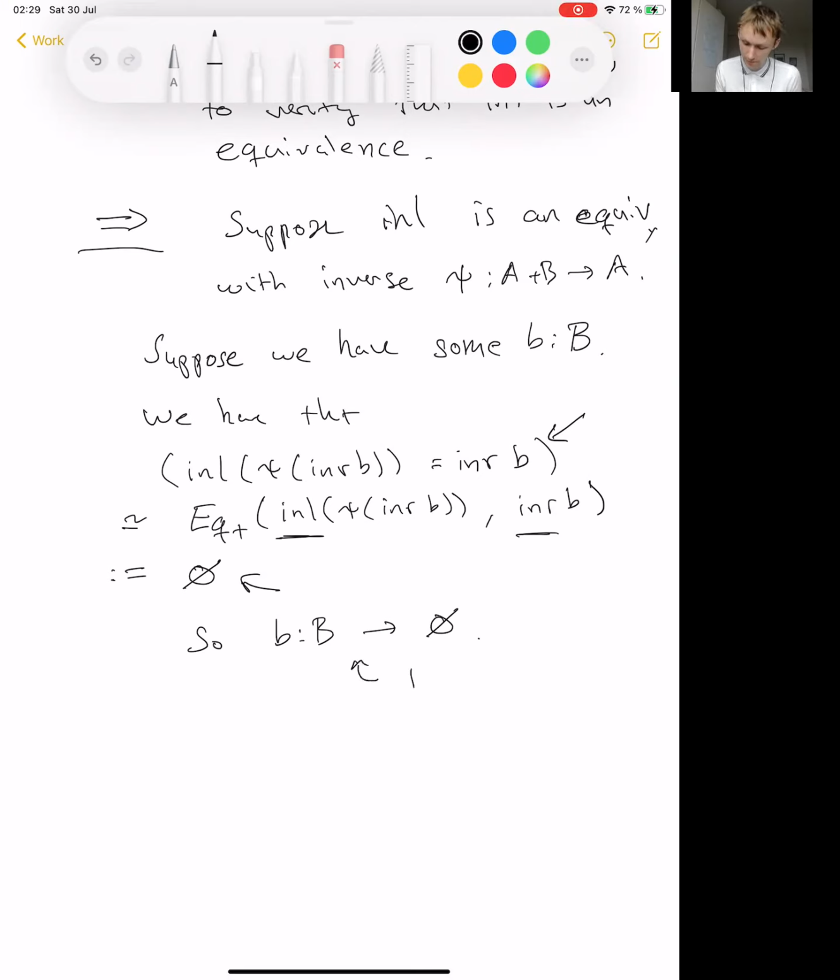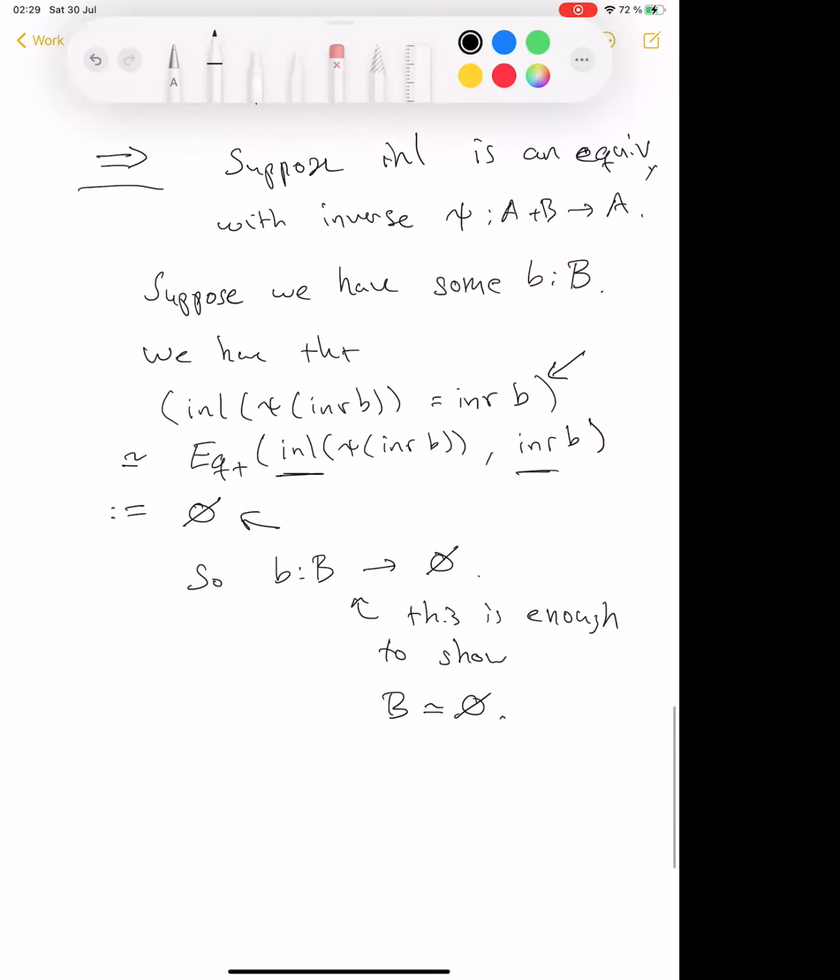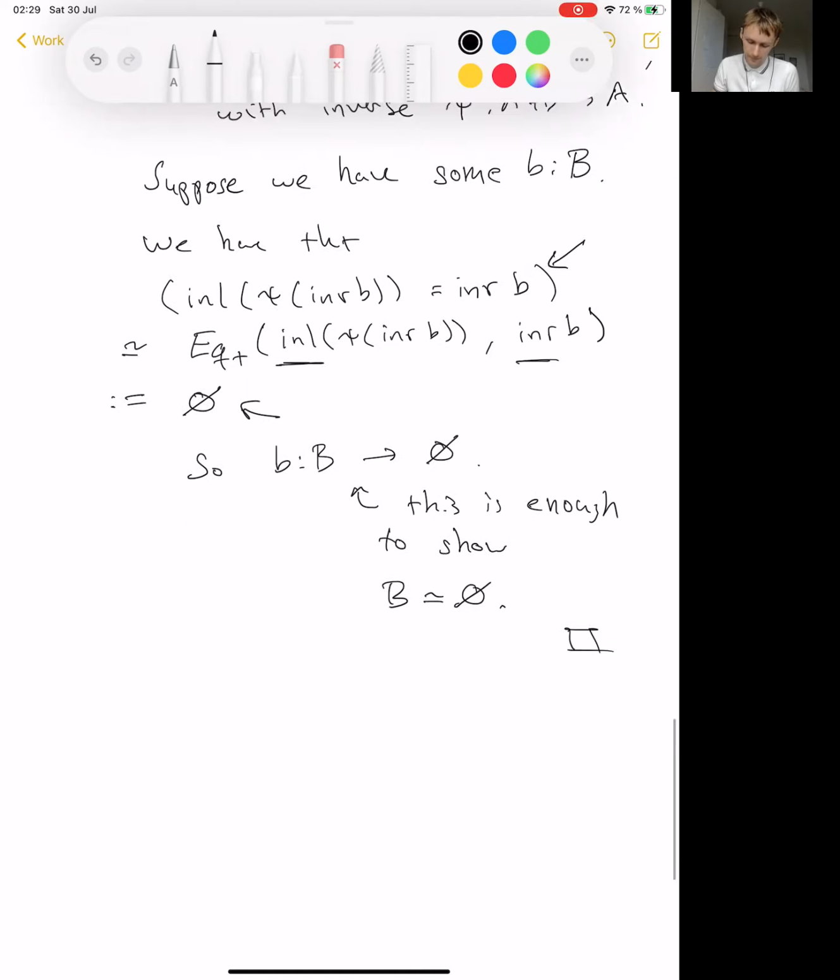And this is enough to show that B is the empty type. Okay. Good, good. So what's next? Aha, and this problem apparently had a second part. Yeah, it was the punchline. Okay, so let's do that.